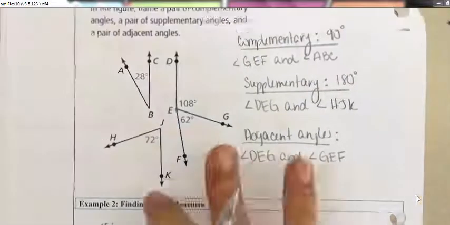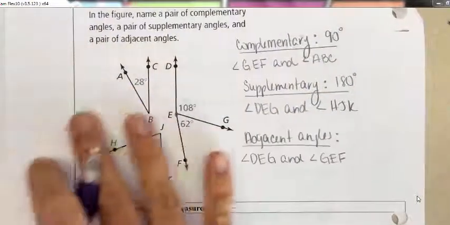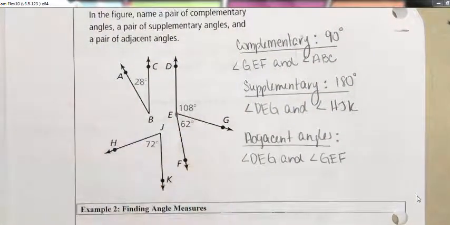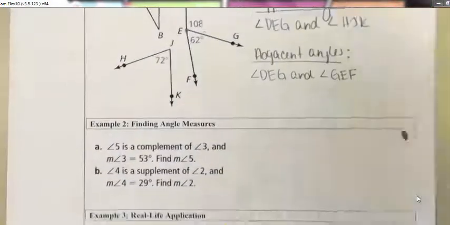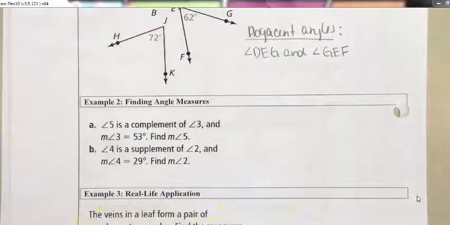Okay, if you have any questions at all, make sure you write some questions out here for me, and then you can ask me when you come to class. And then we can answer them, and then you'll get all your repetitions. Yay! All right, example 2, we're going to find some angle measures.